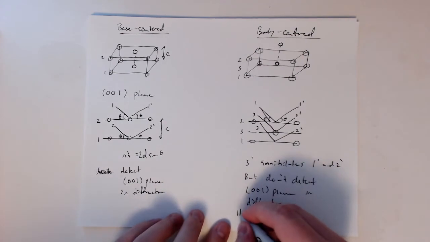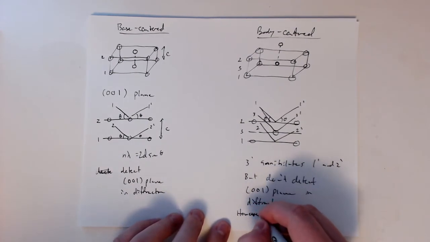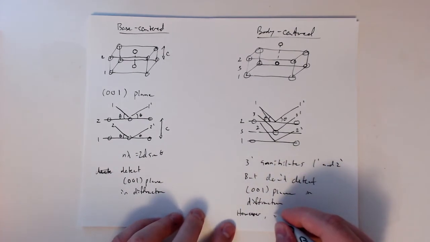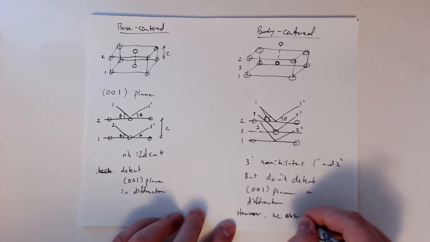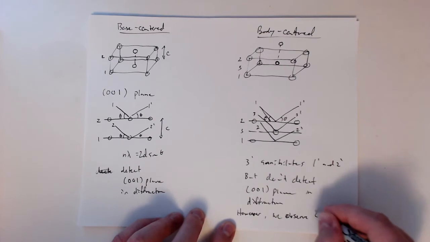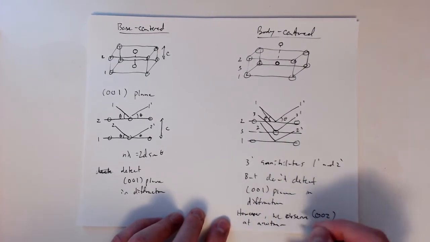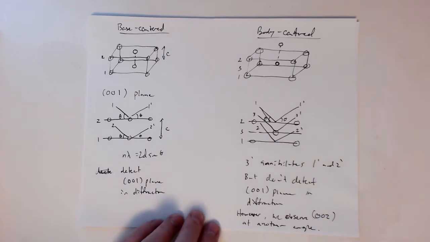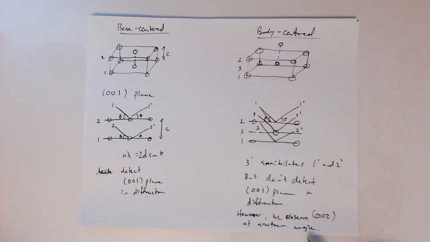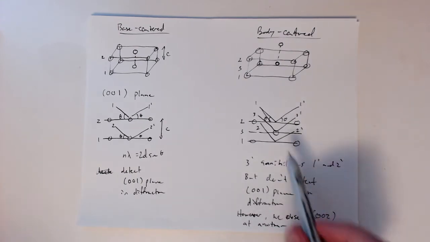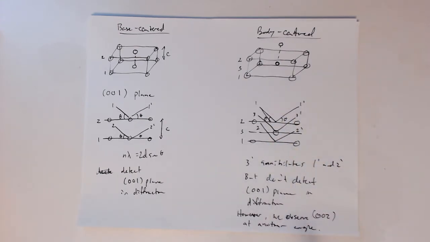However, what we do see is that we can observe the 002 at another angle. So for body-centered structures, we end up seeing the 002. It's just going to be at a different angle where the interference here doesn't take effect.